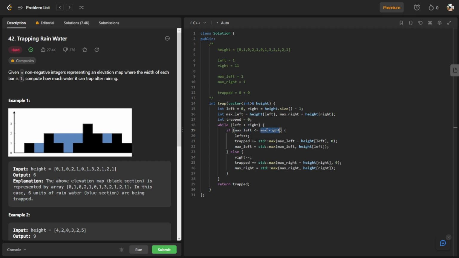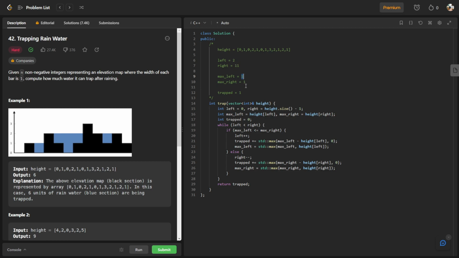So max left is equal to max right now. We'll enter this again, left will increment, and we see whether or not there's any trapped water. It will be max of 0 and max left, which is 1, minus 0. Remember, we're pointing at this pointer from our left. So in this case, there is trapped water. Looking at this, there's trapped water, so trapped is now updated to 1. Then we update max left again, but since the height at left is 0, the max left is not touched.